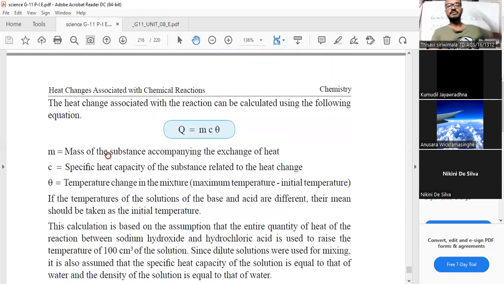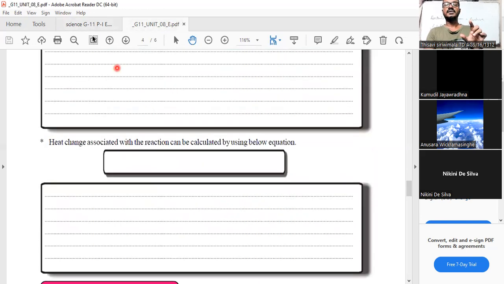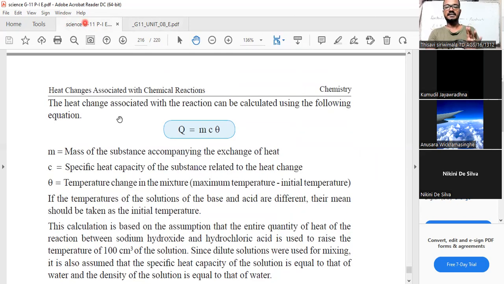m equals mass of the substances accompanying the exchange of heat. c is the specific heat capacity of the substance related to the heat change. Theta is the temperature change of the mixture. So after writing the equation in this small box, in the next dotted line box you need to write these variables. Only the variables go there, right? You can start now.